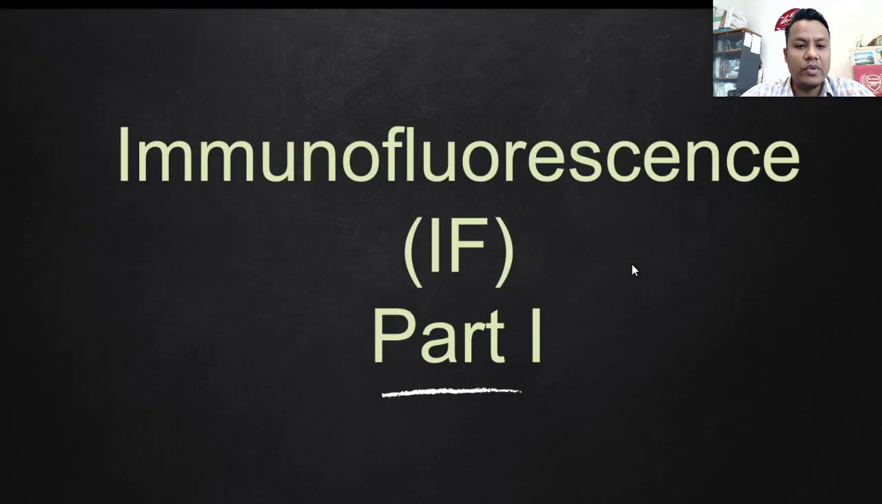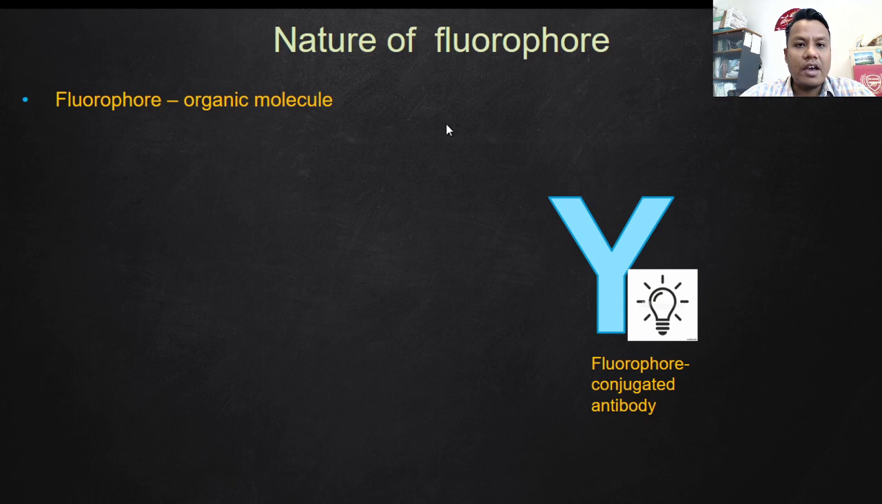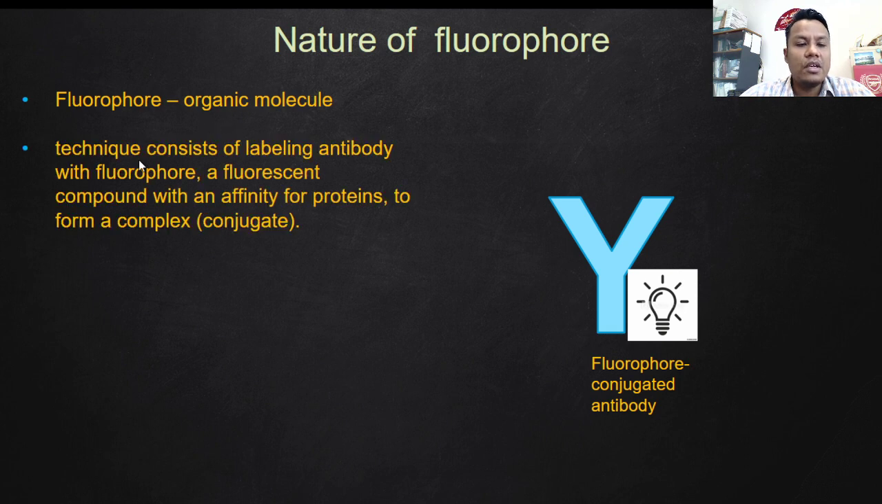So on part 1 we're going to talk about immunofluorescence or IF. So what's the idea behind IF? IF is based on the nature of a molecule or substance known as fluorophore. Fluorophore is an organic molecule. IF techniques consist of labeling antibody with the fluorophore. Fluorophore is a fluorescent compound with an affinity for proteins to form a complex. So this is known as fluorophore conjugated antibody.